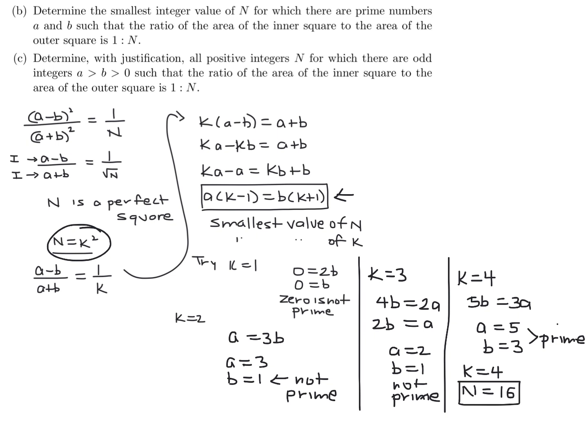We can keep going, of course, k equals 5, 6, 7, but this is the smallest integer value that works for us to make both a and b prime and to make this hold true. So there you go. n equals 16 is the answer to part A.